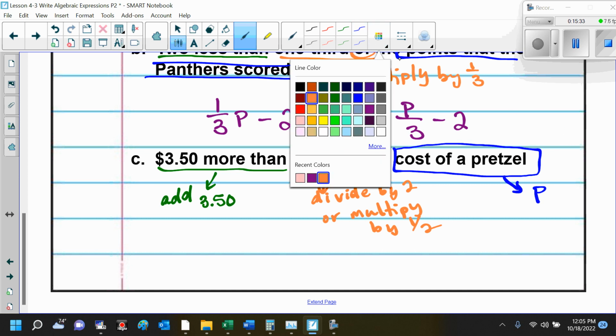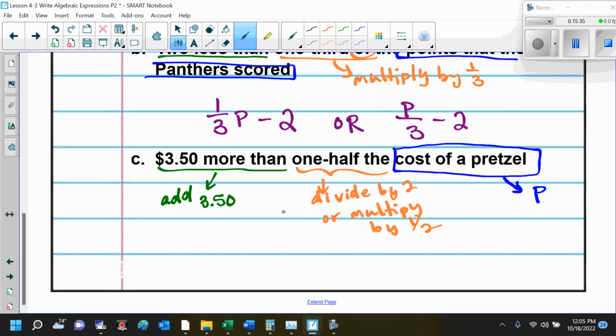So what are we going to start with? Do we want to start with multiply or add? You start with multiply because of PEMDAS, right? So let's do the divide by 2 first. So we have P divided by 2, and then we're going to add the $3.50. So plus $3.50. Okay? Or you could write 1/2 times P plus $3.50.